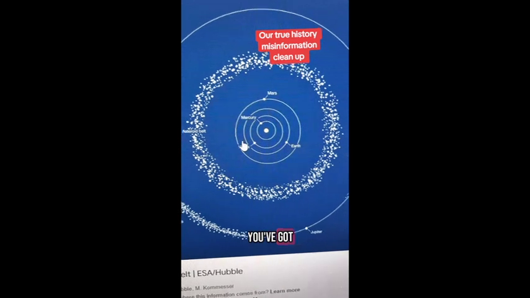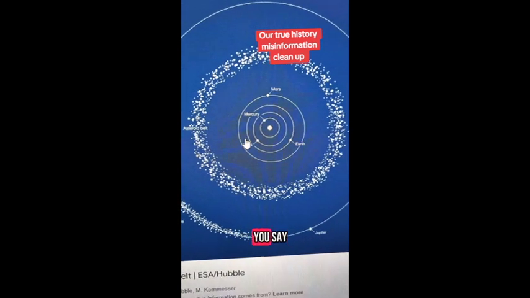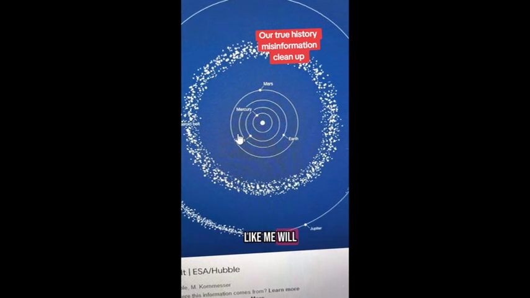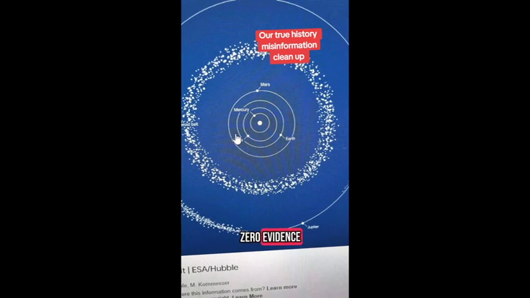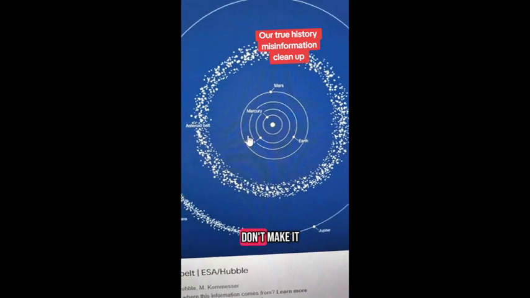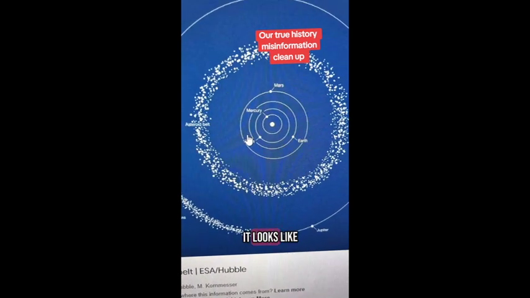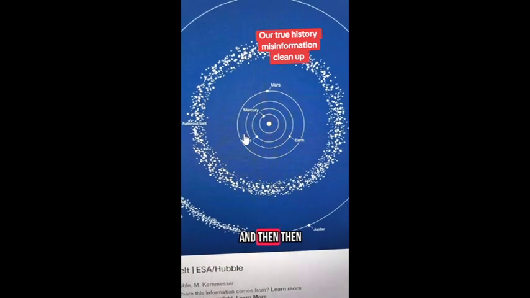So if you don't have evidence, please say it. You should say, I believe, because otherwise someone like me will ask you for the evidence, which you have zero evidence. You can say, oh, it looks like it. Well, then don't make it as a statement. Don't make it as a fact. You say, it looks like it, and I believe, and then we're all good.